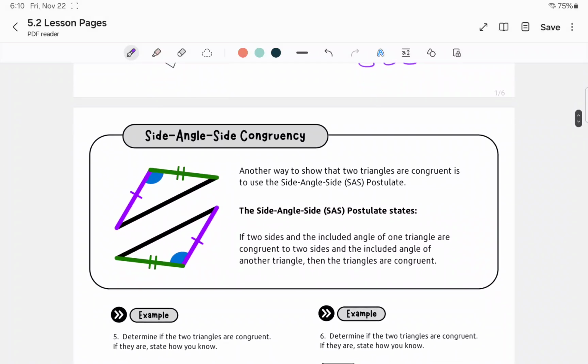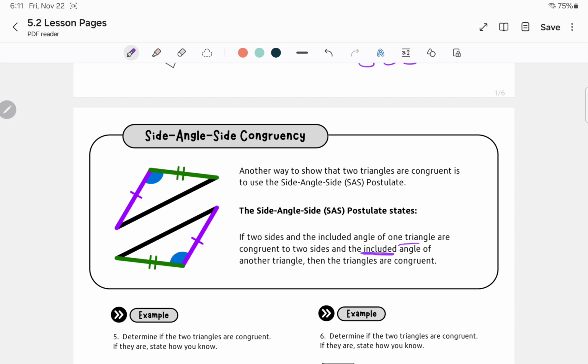So another way to show that 2 triangles are congruent is to use the side, angle, side. Again, 3 things. All of these are going to just have 3 things. And this says the side, angle, side postulate states if 2 sides and the included angle of one triangle are congruent to the 2 sides and the included angle of another triangle, then the triangles are congruent. Meaning we have to look at this included angle part. So the 2 sides and the included angle means the angle in between them, okay?